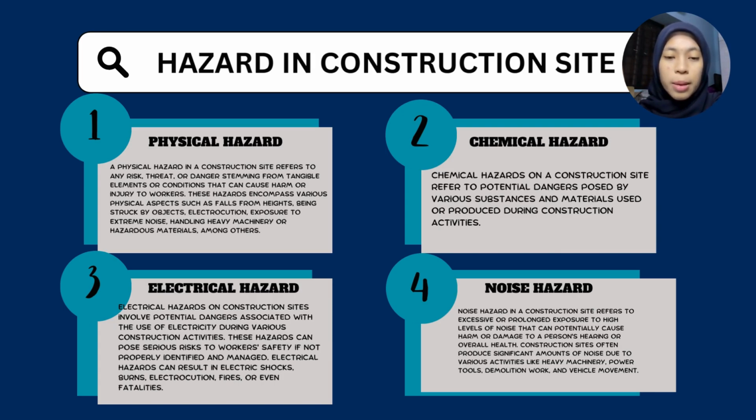So next is chemical hazard. A chemical hazard on a construction site refers to potential dangers posed by various substances and materials used or produced during construction activities. So the third one is electrical hazard.